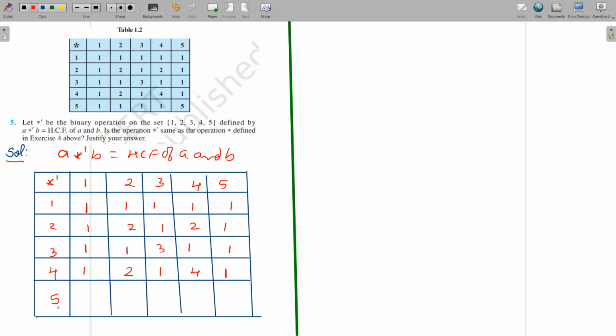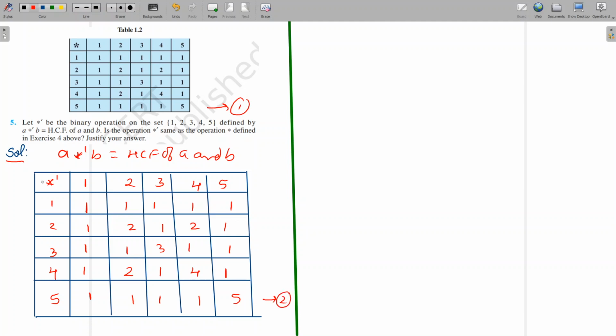Now let us go with the last row. So here 5 star dash 1, that means GCD of 5 and 1 is 1. GCD of 5 and 2 is 1. GCD of 5 and 3 is 1. GCD of 5 and 4 is 1. GCD of 5 and 5 is 5. Now let us see whether both are identical or not. Suppose this is table 1 and let this be table 2.